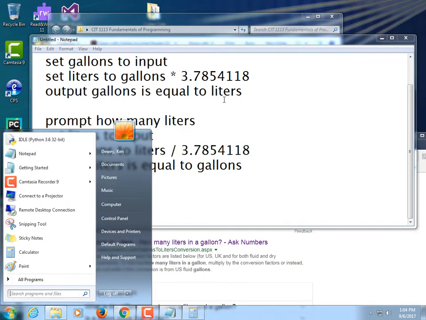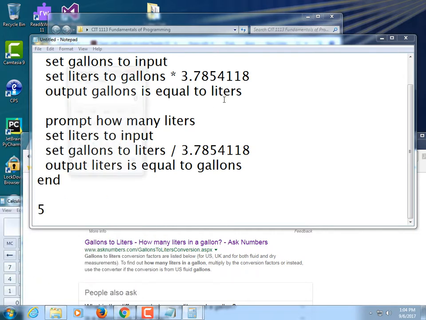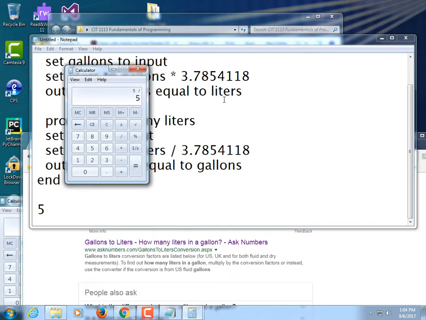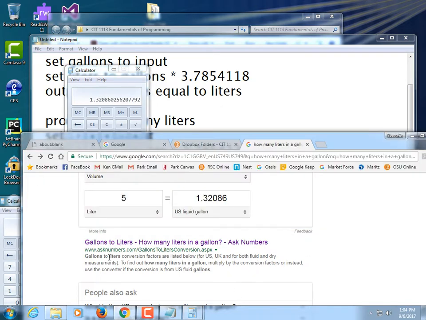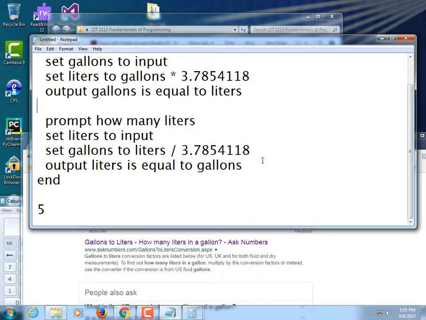So let's try this. I got a calculator here. 5 divided by 3.7854118. Am I going to get the correct answer? Yes. I shouldn't. Did I? Wow, I actually got the correct answer. How did I get the exact correct answer? So, okay, yeah, maybe it is. Okay, yeah. Well, I guess that would be. I was thinking of it the opposite way.